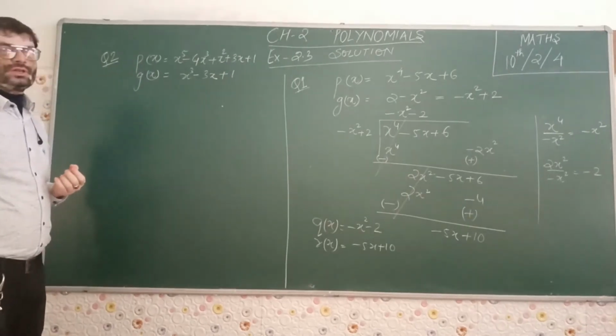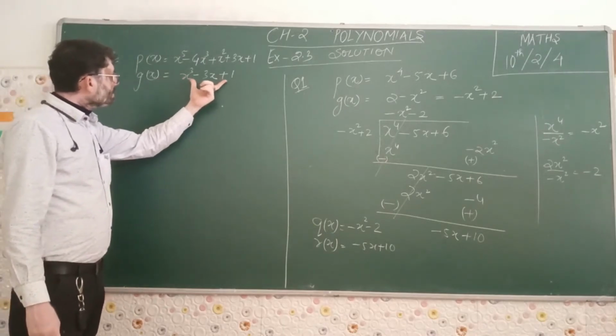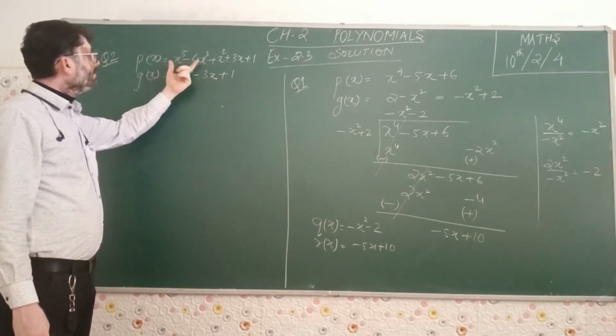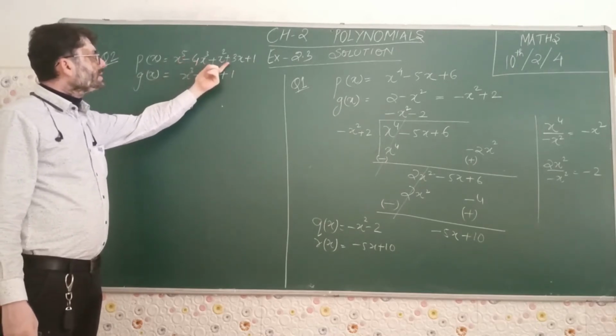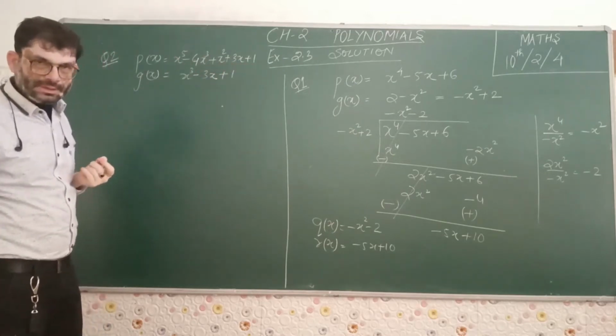Here in the question it is asked that check whether x cube minus 3x plus 1 is a factor of x to the power 5 minus 4x cube plus x square plus 3x plus 1. Is a factor of means what?